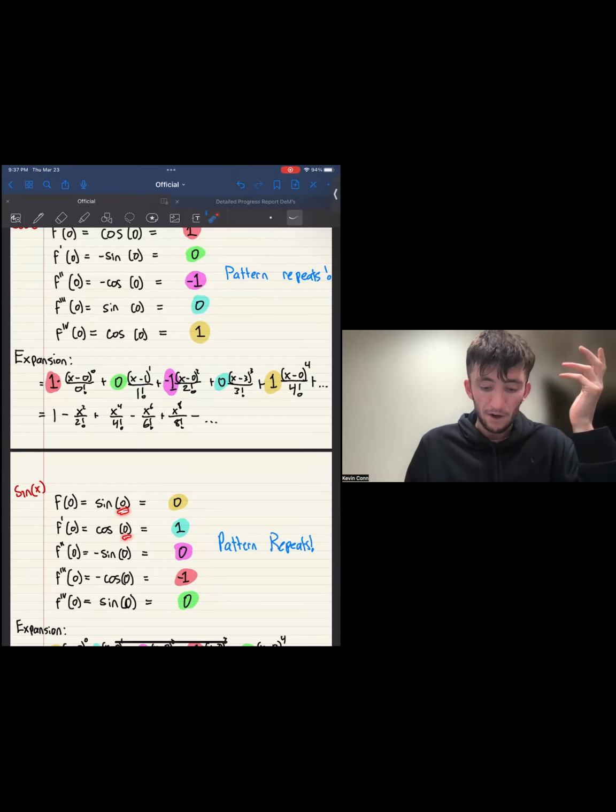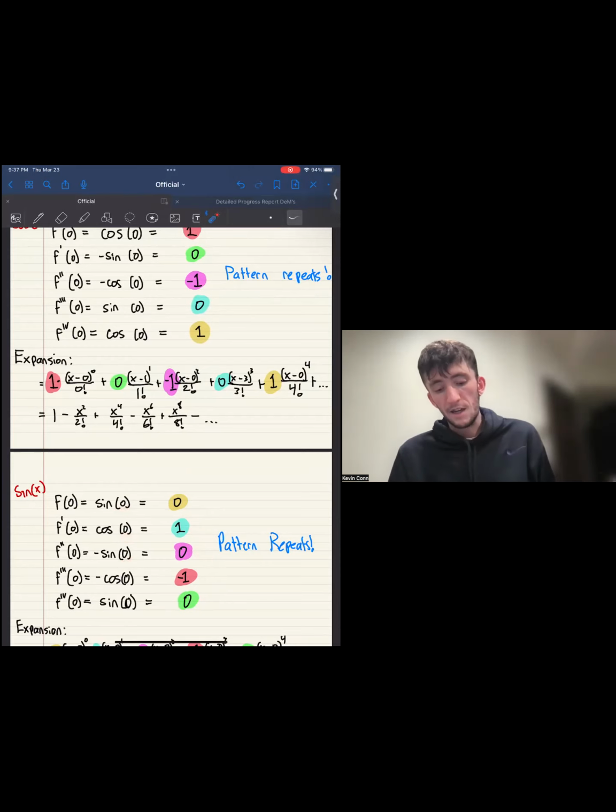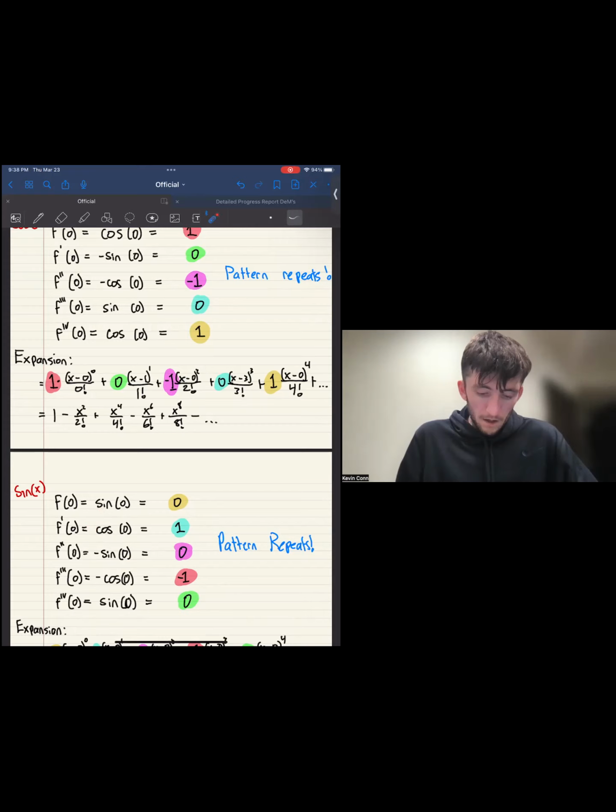Again, we're centered at 0, so our x naught is 0. Sine of 0 is 0. Then our derivative goes to cosine. Cosine of 0 is 1. This is repetitive from the last one. And so cosine of 0 is 1, sine of 0 is 0, and then we get here and we're back at the top, so our pattern repeats.